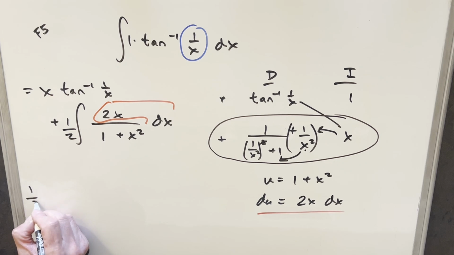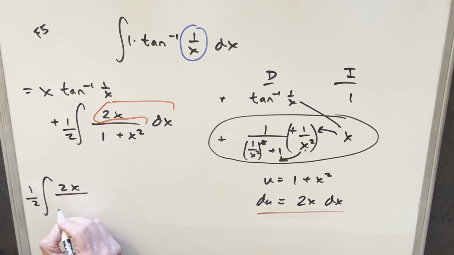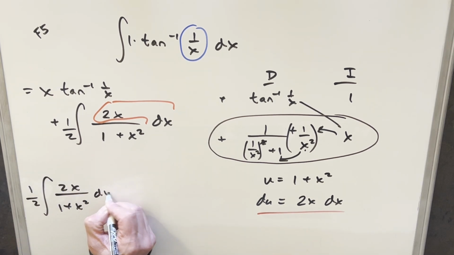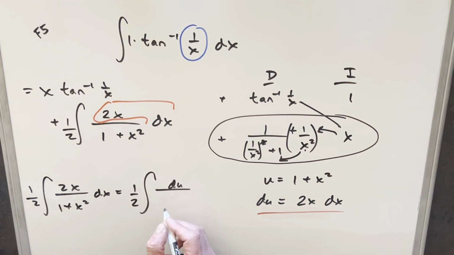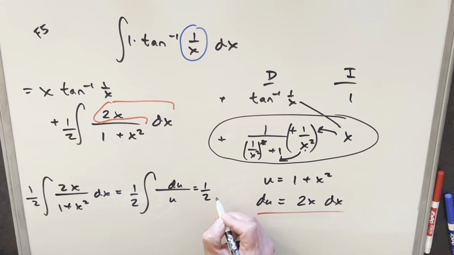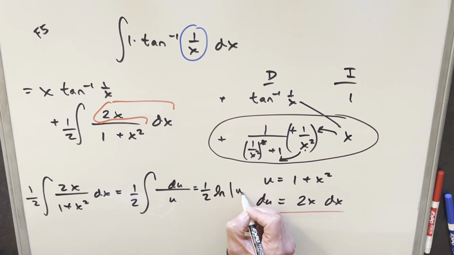So let me actually just do this whole integral off to the side here. I'm just rewriting it like this. And then when we substitute here, again, we're going to have just du. And everything in the denominator is just going to be u. So integrating this, we're just going to have half natural log absolute value of u.